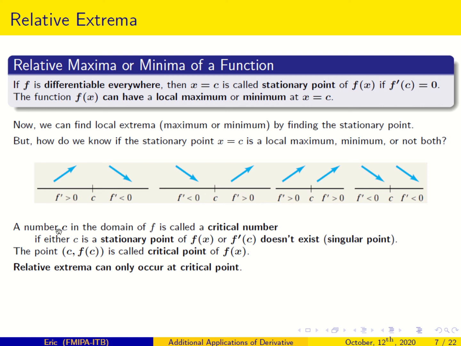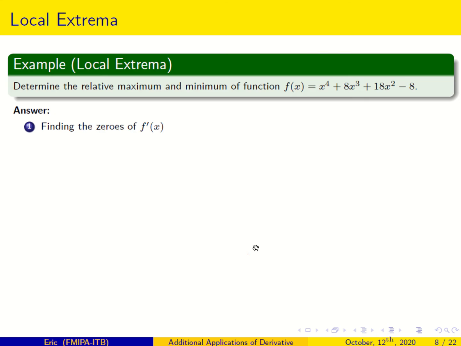In the textbook, c is defined as a critical number if it is either a stationary point or a singular point. Remember, a singular point is where f prime c doesn't exist. The point (c, f(c)) is called the critical point of f(x). Relative extrema can only occur at critical points. Don't forget, critical points consist of stationary points and singular points.